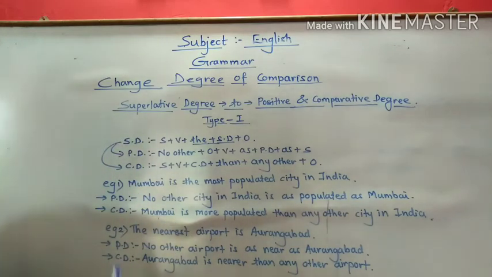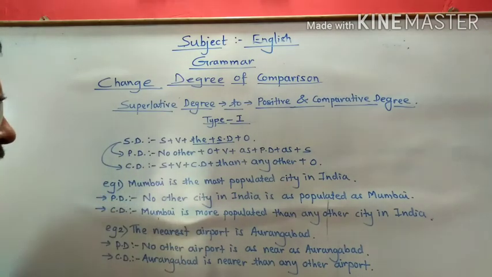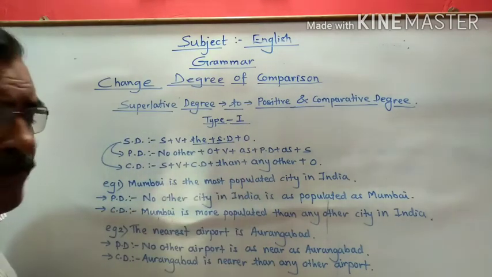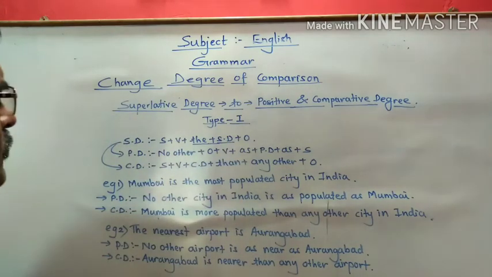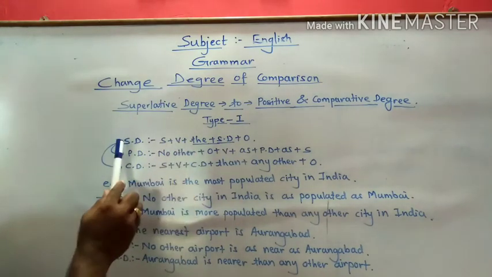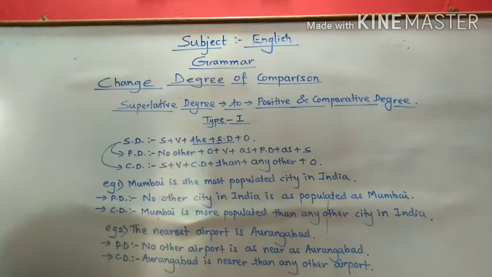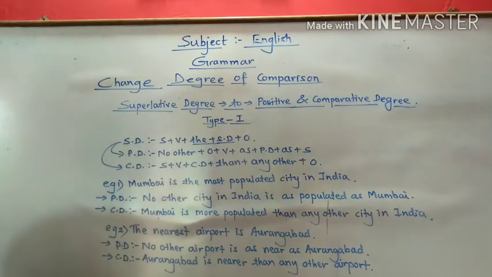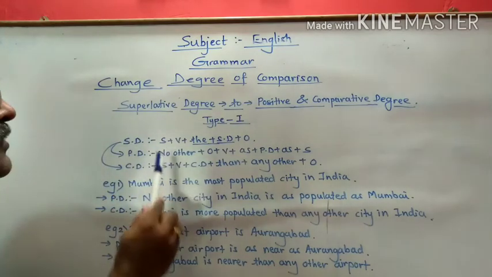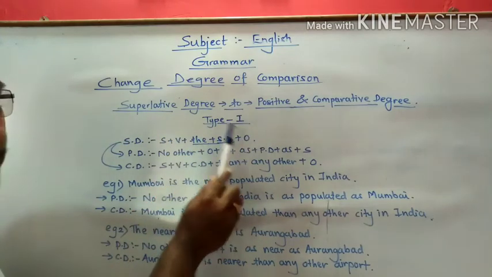Presently what we are going to see: if the superlative degree sentence is in this particular form, you can see the superlative degree form, understand? So this particular sentence can be changed into positive degree in this form. Let us see how it is going to change. Let us first see how the superlative degree sentence is constructed: subject plus verb plus the plus superlative degree plus object.